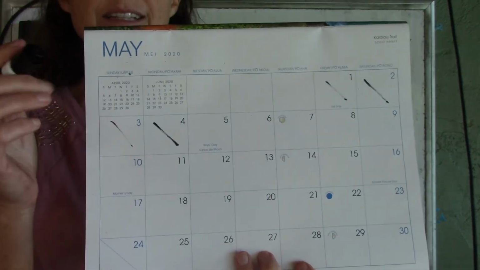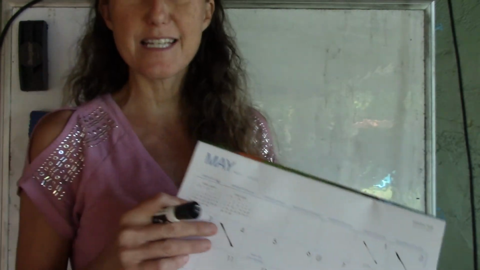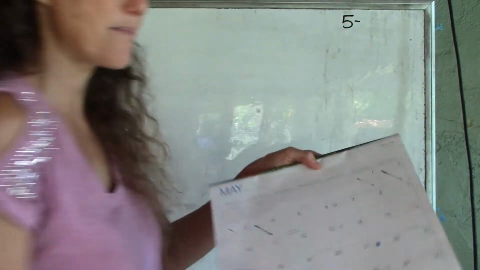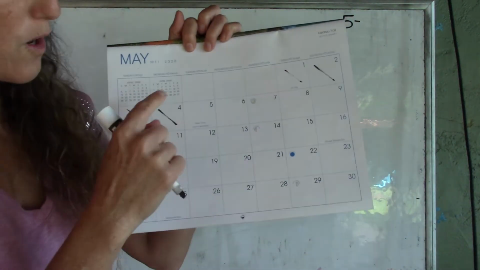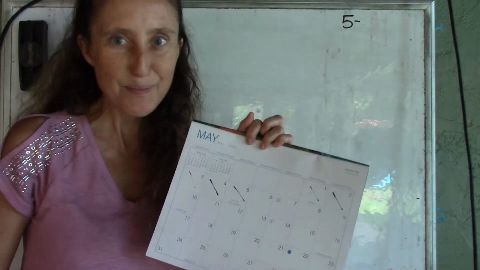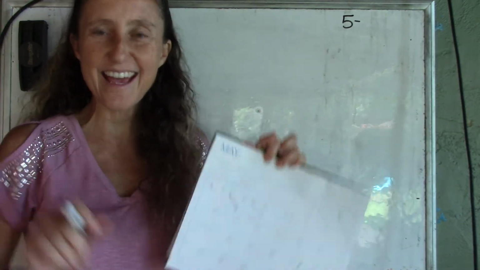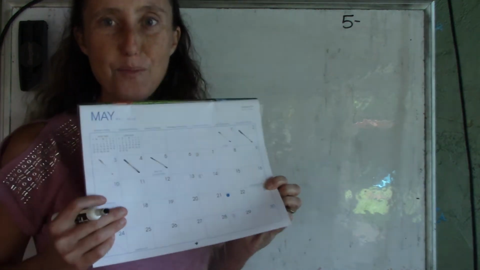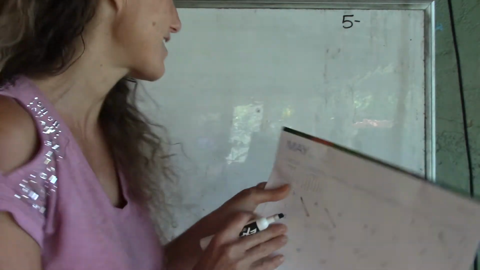And our month right now, as we said, is May. And May is number 5 month. And yesterday was May 4. So today is May 5. Happy Boys Day! How exciting! I hope you're doing something fun today for Boys Day.